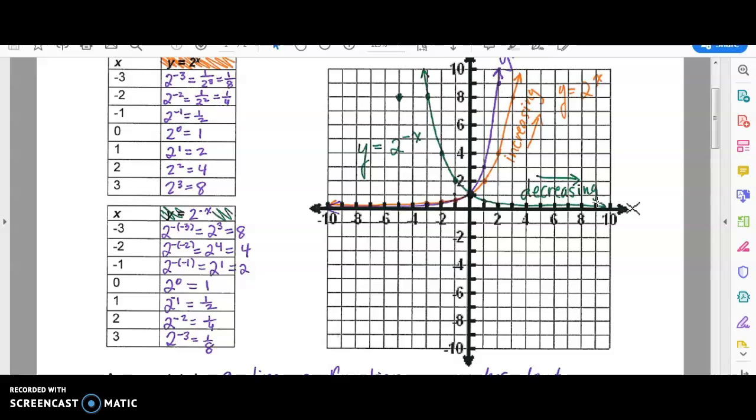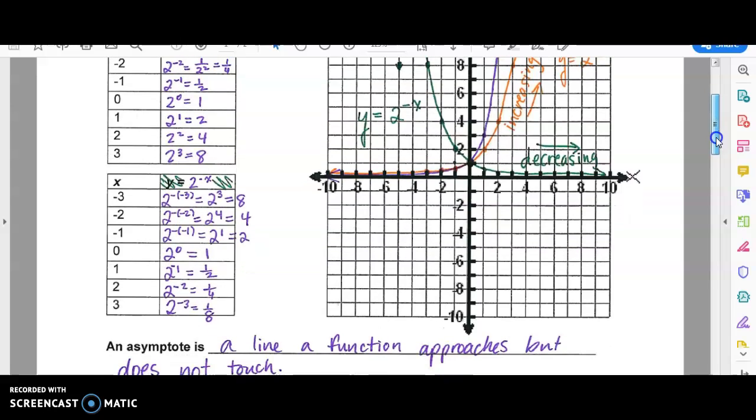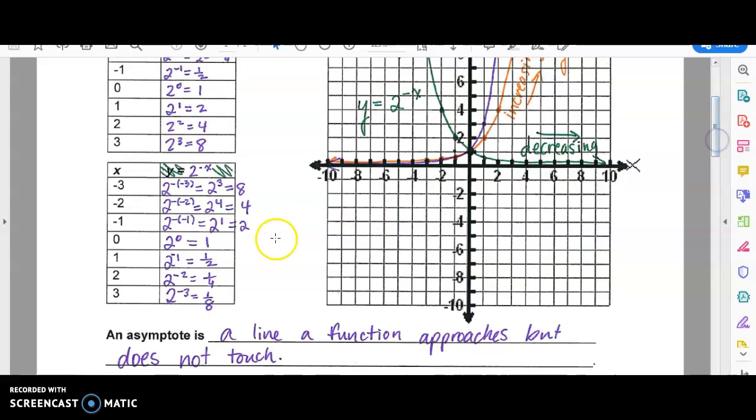Okay, so if you're ever asked whether it's increasing or decreasing, go from left to right and just check to see if the y values are going up, it's increasing. If the y values are going down, it's decreasing. Another piece of information or a definition is this word here, asymptote. I don't know if any of you have heard this word before. I'm assuming no, but either way, the definition of an asymptote in terms of graphing is a line a function approaches but does not touch. So it's basically a line that your graph gets closer and closer to but never touches.